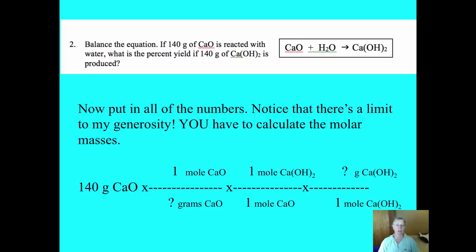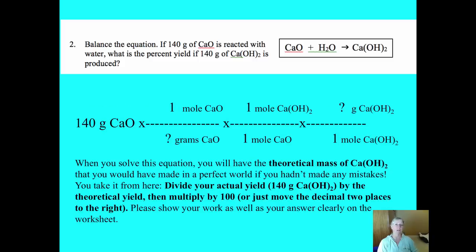Now there's a limit to my generosity, so you are going to have to calculate from a periodic table the molar masses of Ca(OH)2 and the molar mass of CaO. But when you are done putting those numbers into the spot where the question marks are, now you have the theoretical mass of calcium hydroxide that you would have made if you hadn't made any mistakes in a perfect world. You have to take it from here.